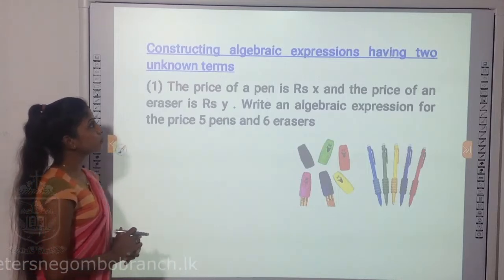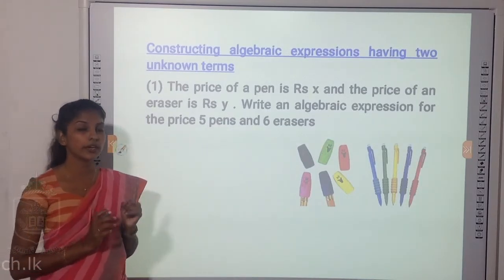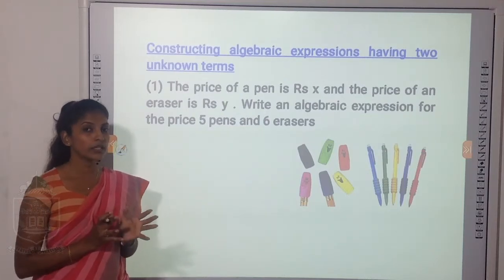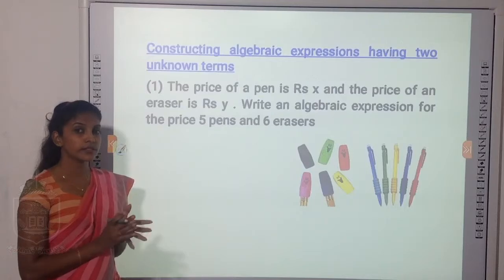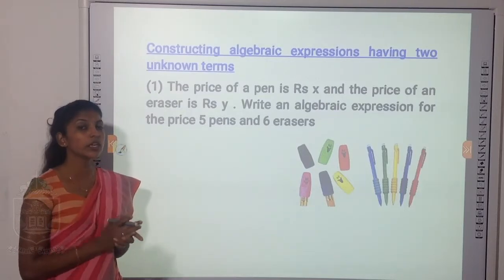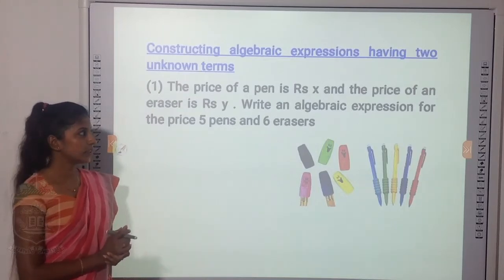Right, we'll move to constructing algebraic expressions in detail. That means earlier you had only one variable or one unknown term. But here now what we are going to do is to construct algebraic expressions with two unknown terms or two variables. Right, look at the example given here.